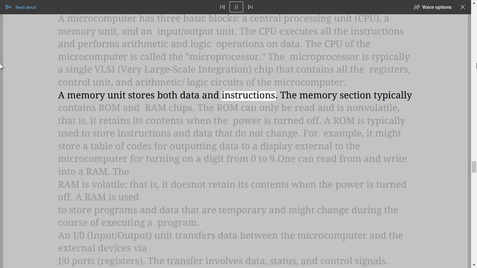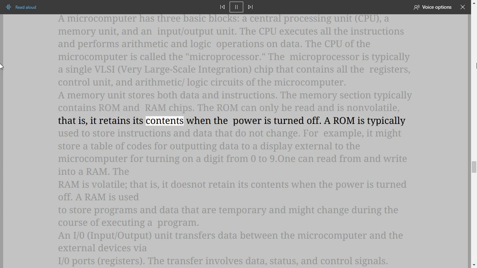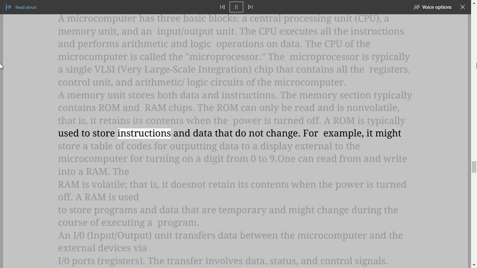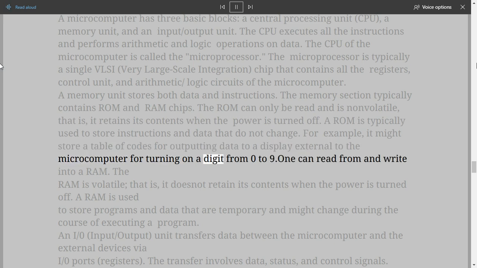The memory section typically contains ROM and RAM chips. The ROM can only be read and is non-volatile, that is, it retains its contents when the power is turned off. A ROM is typically used to store instructions and data that do not change. For example, it might store a table of codes for outputting data to a display external to the microcomputer for turning on a digit from 0 to 9. One can read from and write into a RAM.